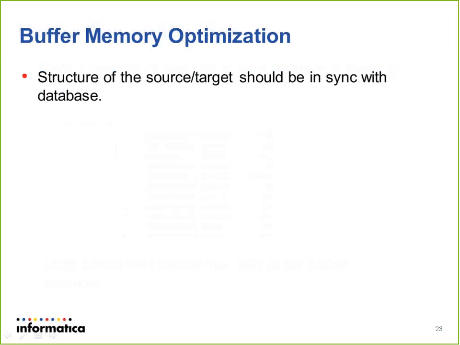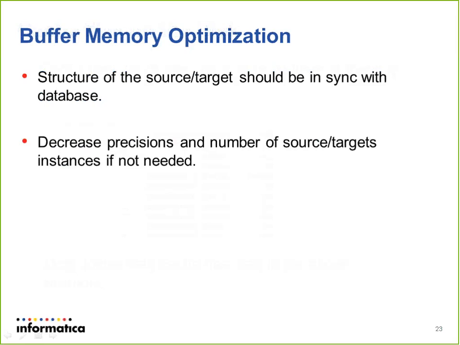I am not covering each transformation cache and methods in detail. The points are very generic. Have the metadata of sources and targets in sync with the database. Since the block size and number of blocks depend on the precision of sources and targets, reduce the precision of the ports if the expected data length is less. Do not keep large values for the ports, and also see if the number of sources and target instances can be reduced. There is always an overhead involved in moving data among transformations, hence reduce them wherever possible in the mapping.